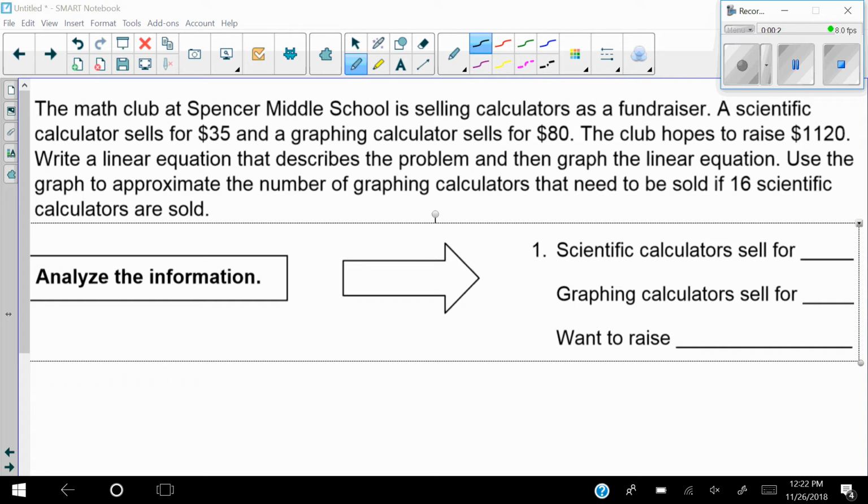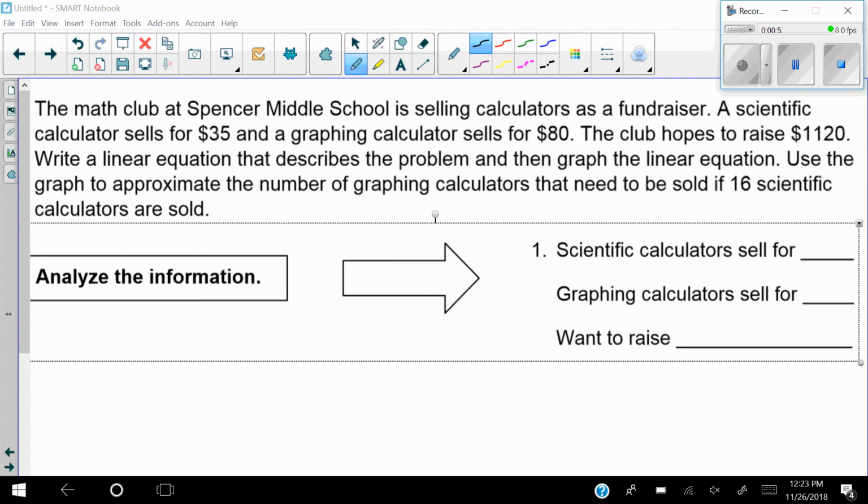Well, the Math Club at Spencer Middle School is selling calculators as a fundraiser. The scientific calculator sells for $35 and the graphing calculator sells for $80. The club hopes to raise $1,120. It wants to write a linear equation that describes the problem and then graph the linear equation. Then use the graph to approximate the number of graphing calculators that will be needed if you sold 16 scientific calculators.